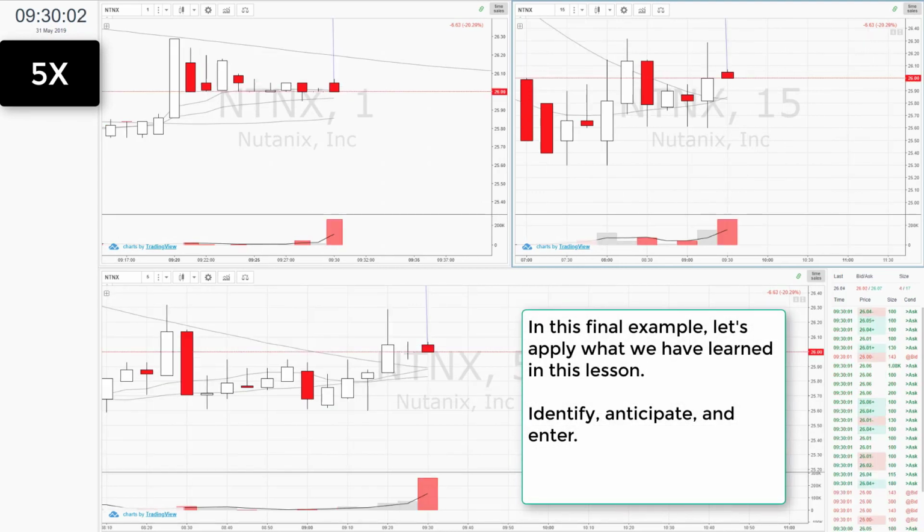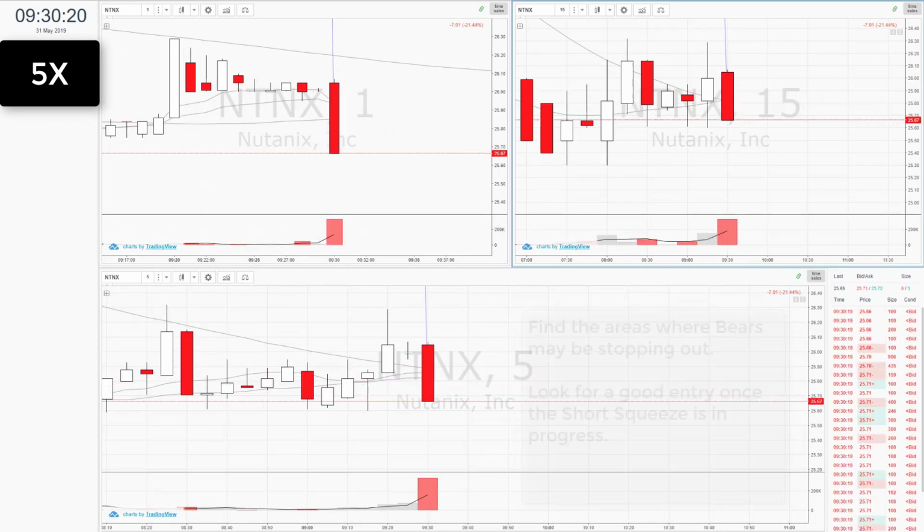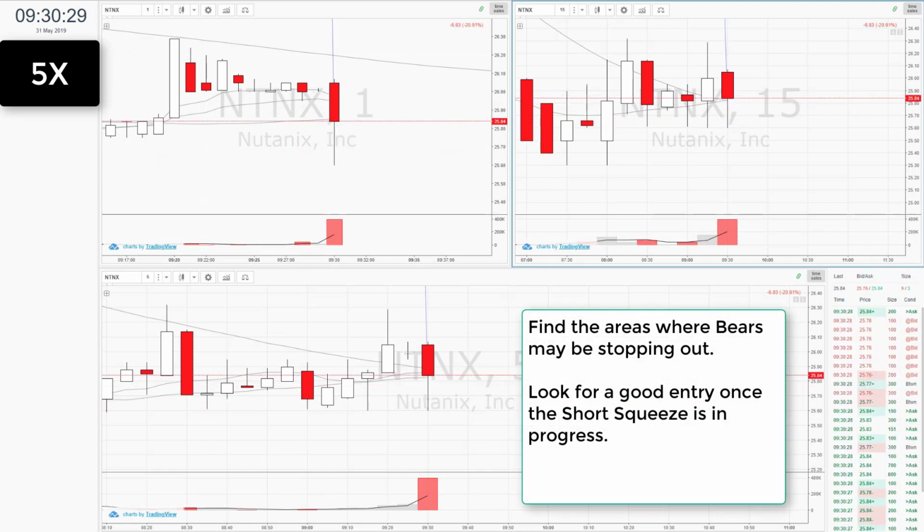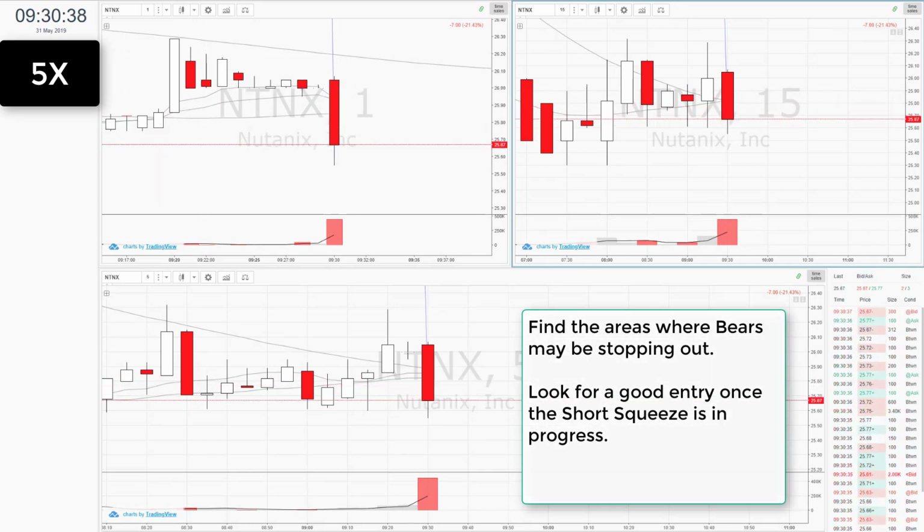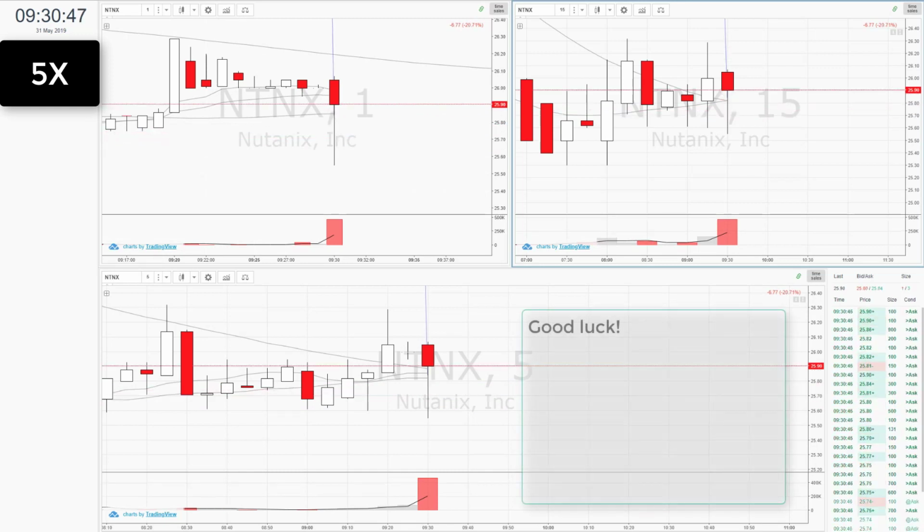Example 4. In this final example, let's apply what we have learned in this lesson. Identify, anticipate, and enter. Find the areas or levels where bears may be stopping out. Look for a good entry once the short squeeze is in progress. Good luck!